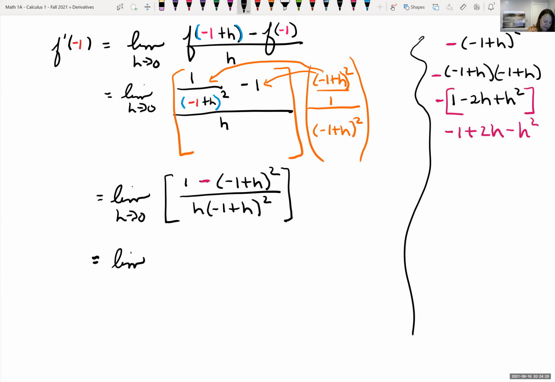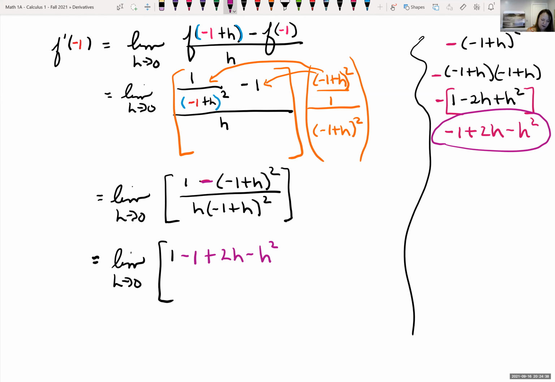So let's write that in. I have 1. I already did all the work, so I've already subtracted it off. So this would be -1 plus 2h minus h squared, all over our h. I'm not going to distribute this out down here, so -1 plus h quantity squared. I noticed that I have a 1 minus 1 in my numerator. Those two values cancel out.